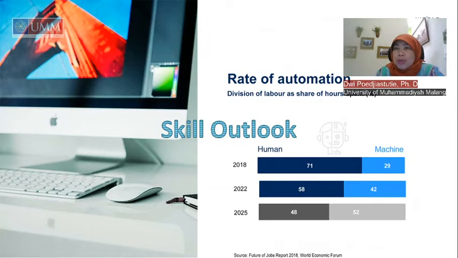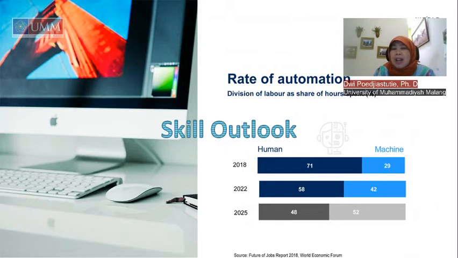Let me show you the next slide here. I displayed the data from the World Economic Forum, as it was written in the World Economic Forum's book. The rate of automation is very obvious. Automation means that machines and robots will replace human power and manpower.